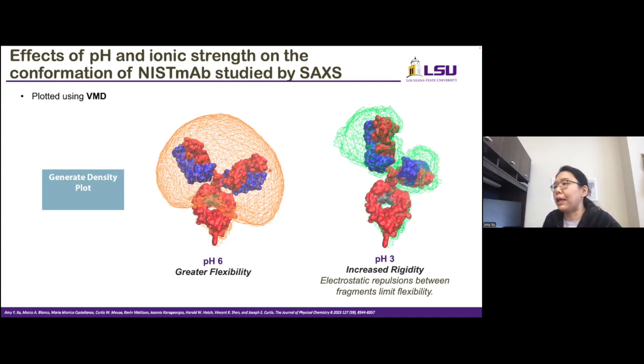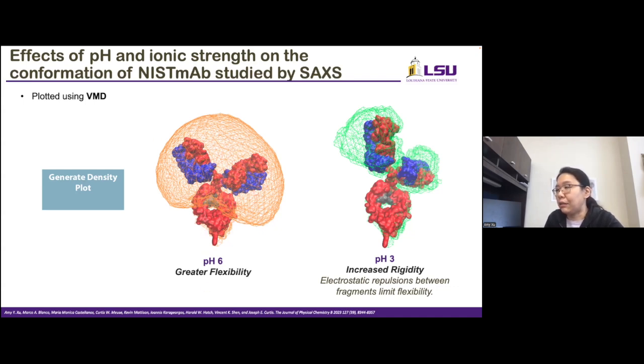As we can see, the Fabs can have great flexibility. The mAb can adopt many configurations, but still fits the experimental data. It pretty much means that at pH 6, you have a greater flexibility of the Fab regions.